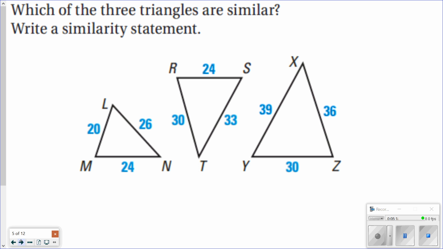Which of the three triangles are similar? And then write the similarity statement. Now, looking at all three of these triangles, they're in different positions. So what I want to focus on is the smallest number. If I look at the smallest number out of all the numbers in the triangle, for this one it's 20. For the second triangle, it is 24. And for the third triangle, it is 30. So once again, I'm just looking at the shortest side of each triangle because those should correspond with each other.